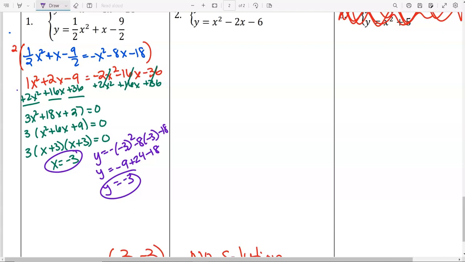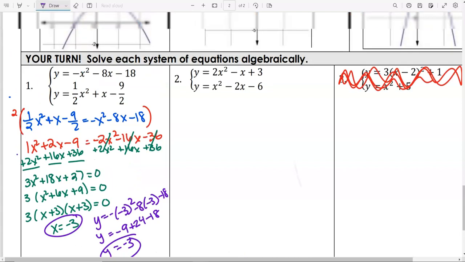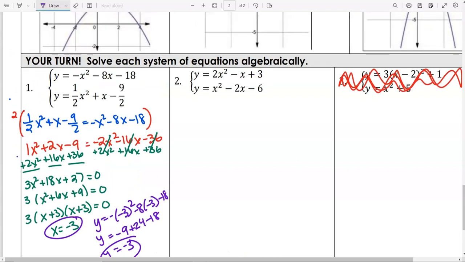Ready for 2? Ready for number 2? All right. Did we do substitution or did we try elimination with that one? Substitution. Yeah? Okay.